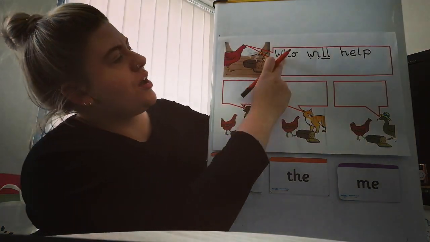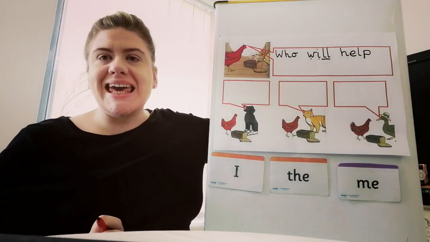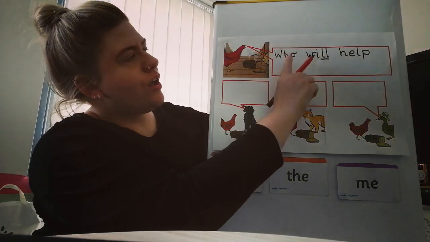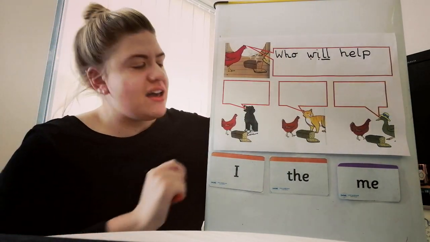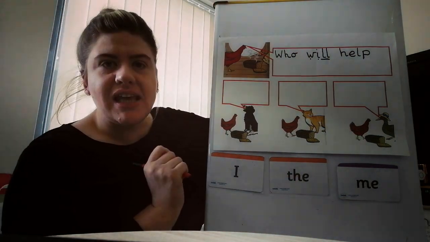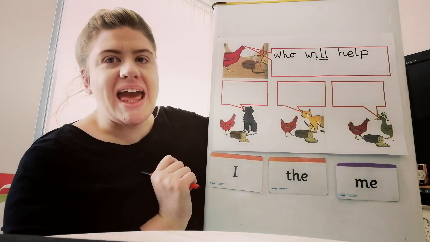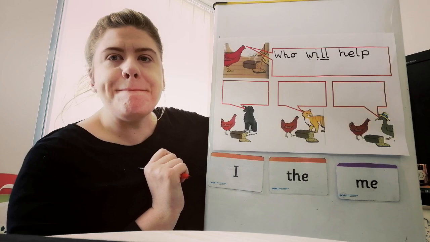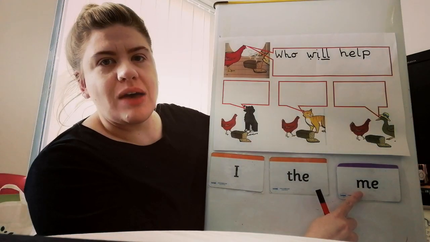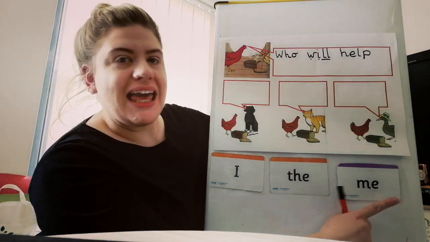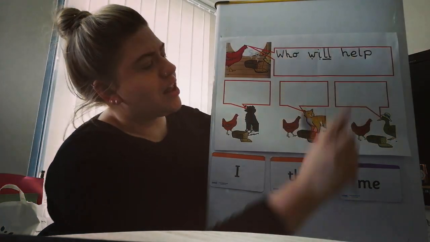Help. Who will help me eat the loaf? Who will help me? Okay, so we've got our tricky words here on the bottom. So the word me begins with an M, so let's see if we can find it. Well, there it is. That's our tricky word, me. So it's M-E, okay? Who will help me?